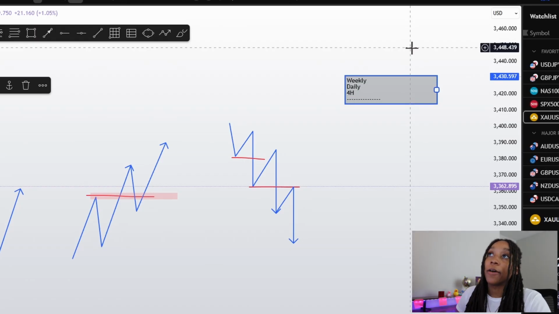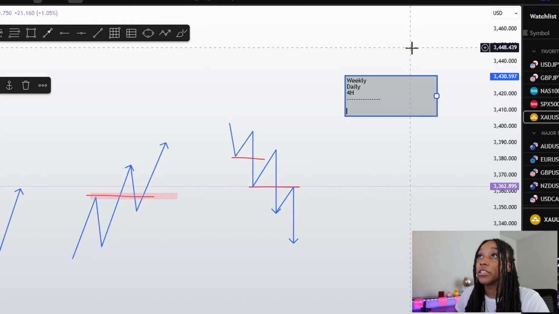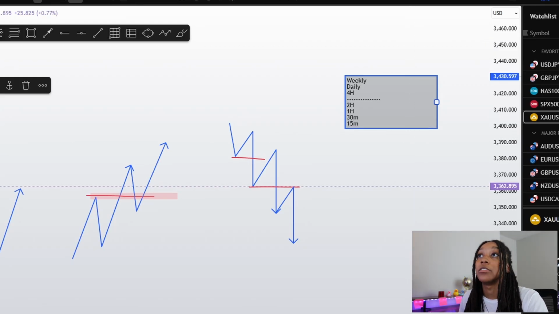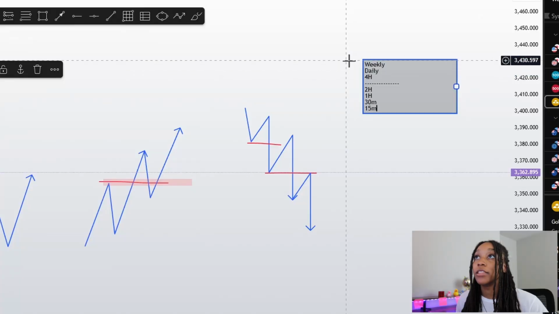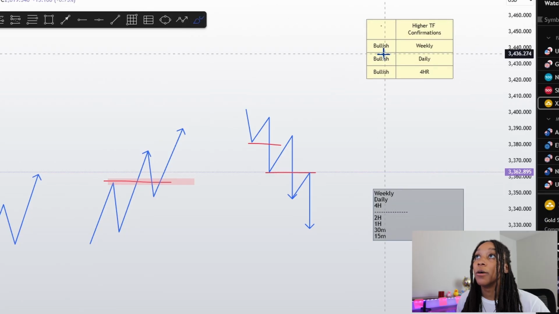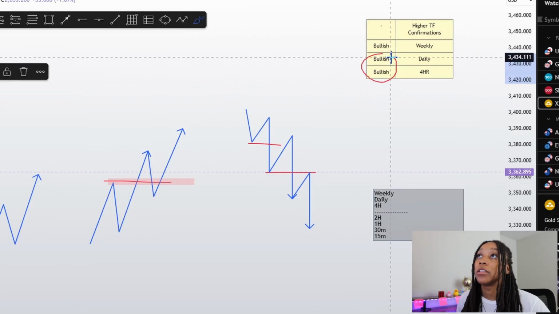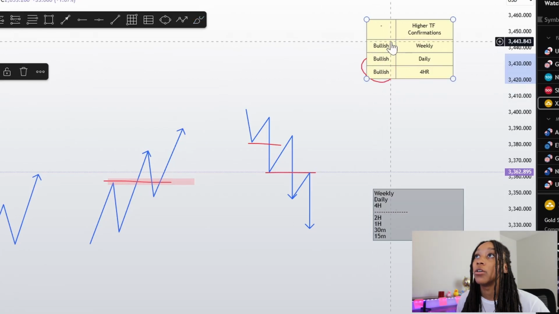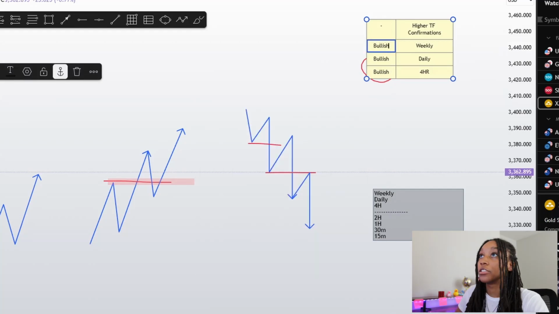After that, when it comes to entries, I'm looking at the 2 hour, 1 hour, 30 minute, and 15 minute. Any of these lower time frames can be used for entries, but for the overall analysis of the trend, I'm looking at the weekly, daily, and 4 hour. If we have two consecutive time frames, that's basically the direction I'm looking to go. So let's say my daily and 4 hour are bullish, but my weekly is bearish.